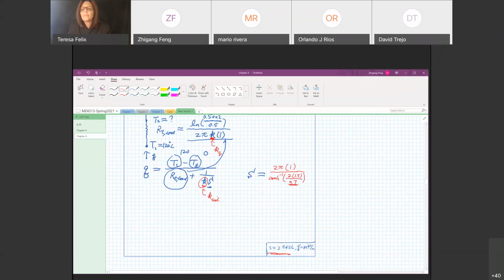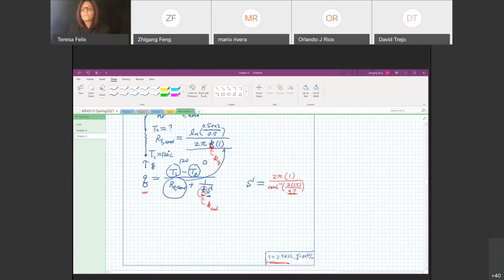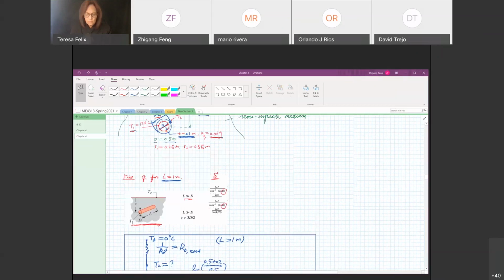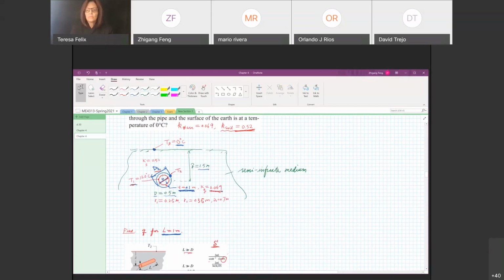When L equals 1, it's equal to 2.942. And also the heat transfer rate, or the heat loss, is about 84 watts per meter. Okay. And I can further modify this problem by, for example, changing the boundary condition at the ground. So I say, okay, I have T infinity equal to 0 with a convection coefficient equal to 20, for example.